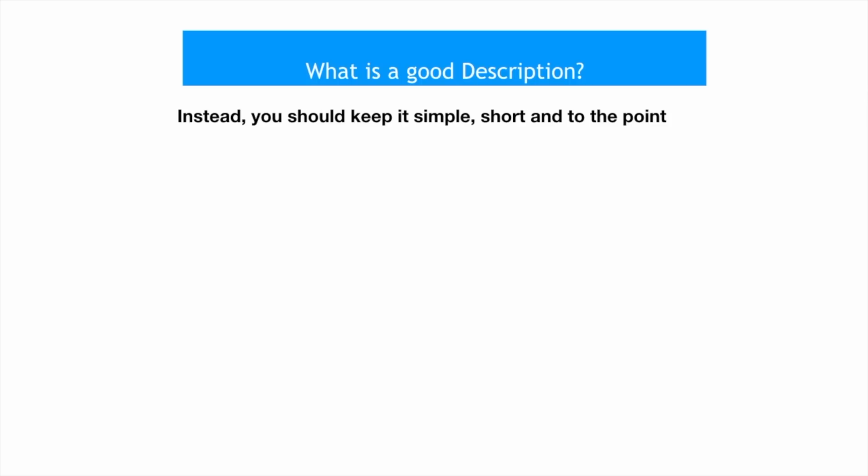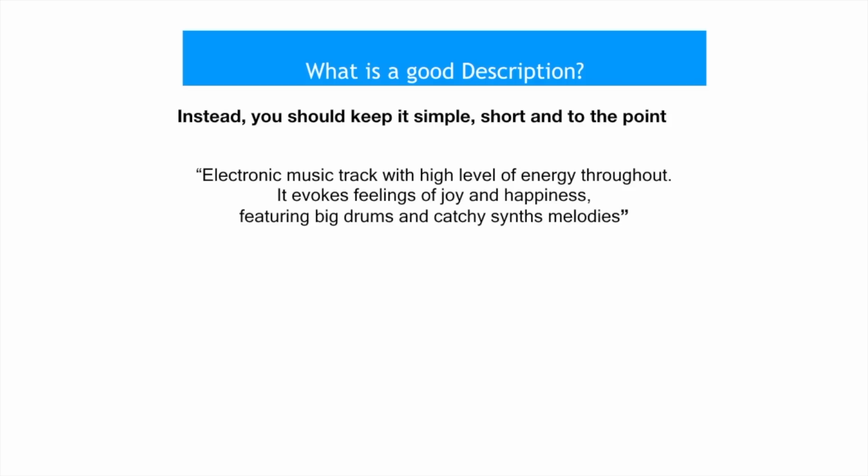And keeping the same example of this electronic music track, we should do it down the lines of this kind of description. For example, "Electronic music track with high level of energy throughout. It evokes feelings of joy, happiness, featuring big drums, catchy synth melodies." This is a perfect example of how you can describe your music track regardless of the genre or the style.